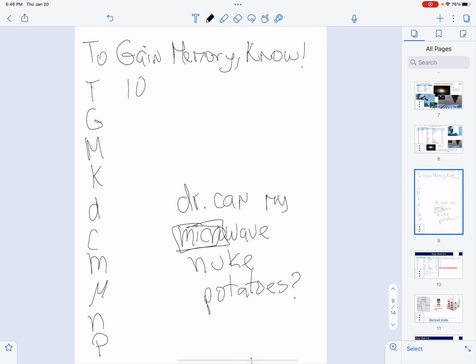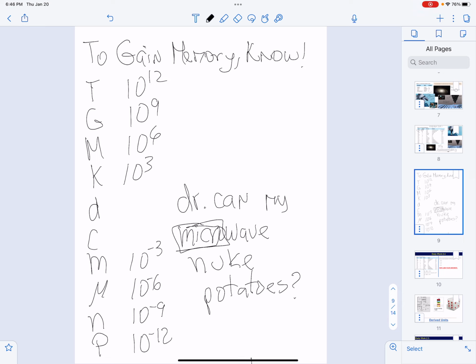This is 10 to the 12. This is 10 to the minus 12. This is 10 to the 9. This is 10 to the minus 9. This is 10 to the 6. This is 10 to the minus 6. But hopefully by now you have seen the pattern. It's changing by 3. 10 to the 3, 10 to the minus 3.